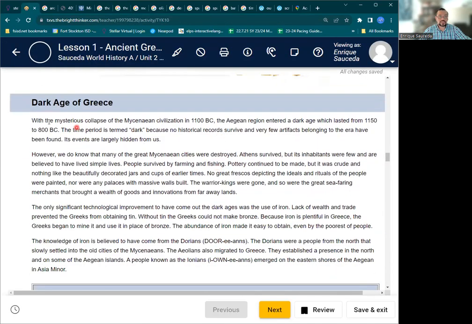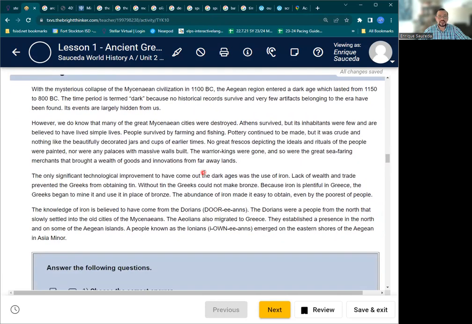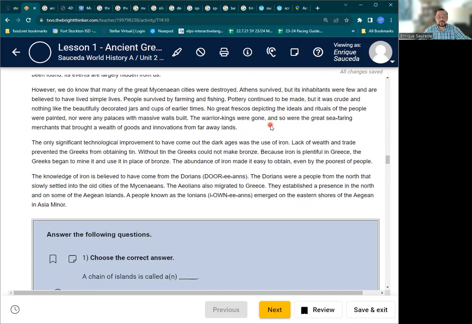The Dark Age of Greece began with the mysterious collapse of Mycenaean civilization in 1100 BC. Greece entered a dark age lasting about 300 years. It's dark because no historical records survive, and there are few artifacts. However, from it, Athens rises and we get the rise of the Greece we know today.